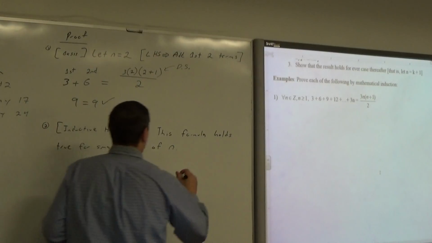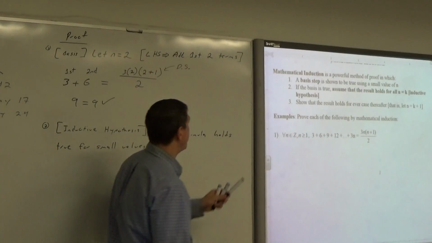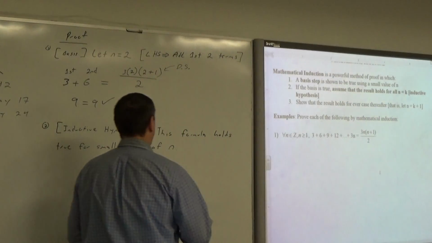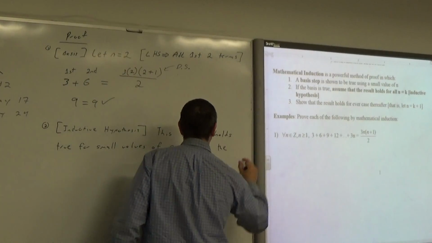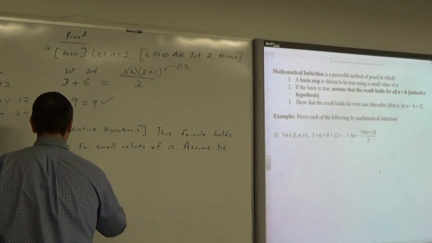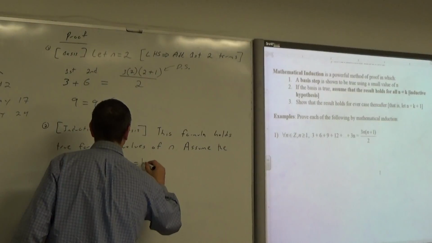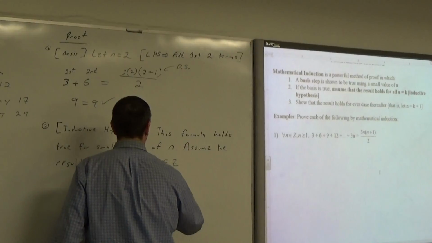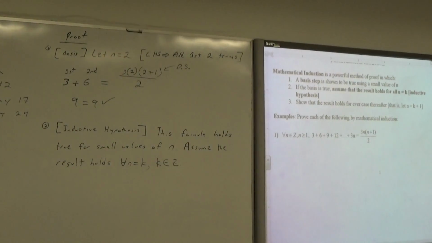All right, so now if you look back up at step 2, it says that we assume the result holds for all n equals k, where k is an integer. So that's what we're going to do. Let's assume the result holds for all n equals k, where k is an integer. I've just defined a new variable, so that's why I put k as an integer there. So we assume the result holds true for all n equals k.